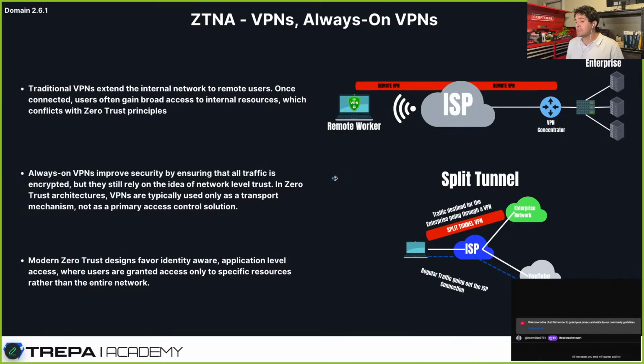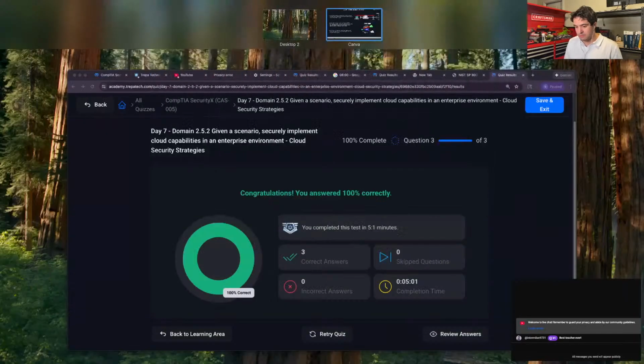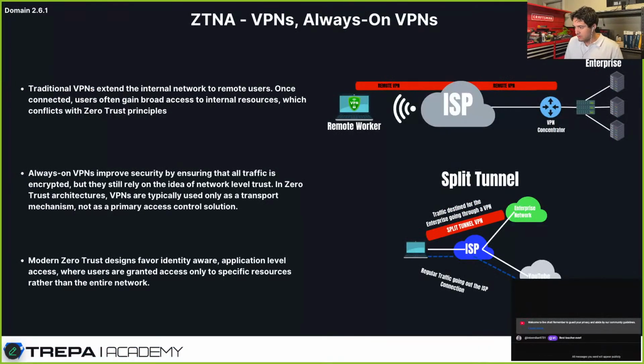Okay, VPNs in Zero Trust network architecture. Okay, Zero Trust network architecture. So VPNs, a core component of it.